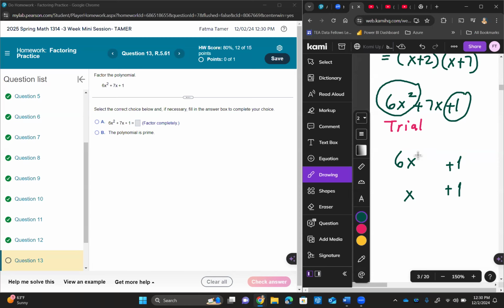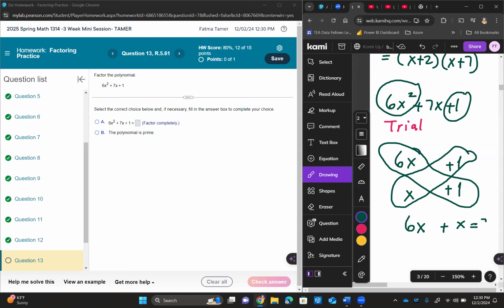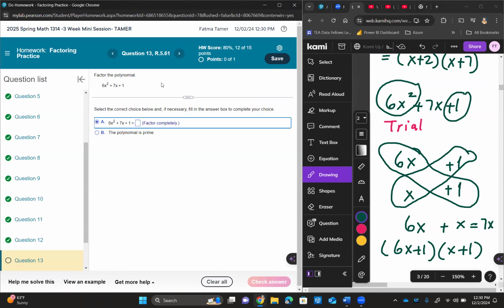Now I'm going to check if this might work. Again, first these two. When I multiply them, it's 6x. Now these two, when I multiply them, it's just 1x. And when I add them up, the sum is 7x, which is what we have in the middle. Therefore, the first factor is 6x plus 1. And the other factor is x plus 1. So if you happen to FOIL them and combine your like terms, you're going to end up with your original problem. So the first factor we need is 6x plus 1, and the other factor we need is x plus 1.